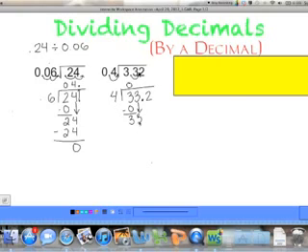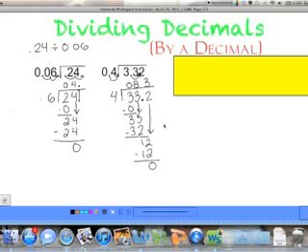We have to ask ourselves, how many times can 4 fit into 33? Can fit in 8 times. 8 times 4 is 32. 33 minus 32 is 1. Bring down our last number here. How many times can 4 fit into 12? Can fit in 3 times. 3 times 4 is 12. And 12 minus 12 is 0.